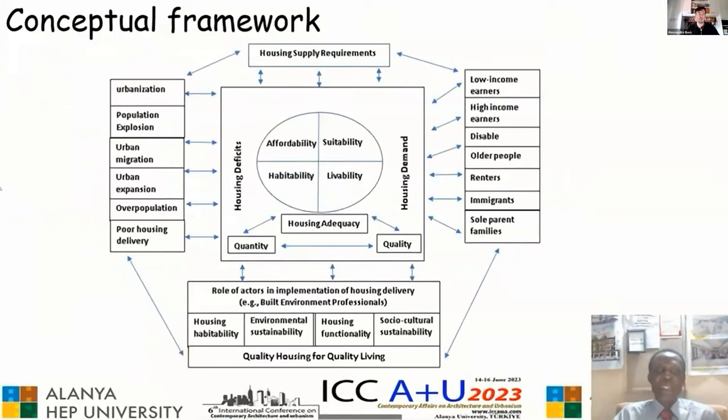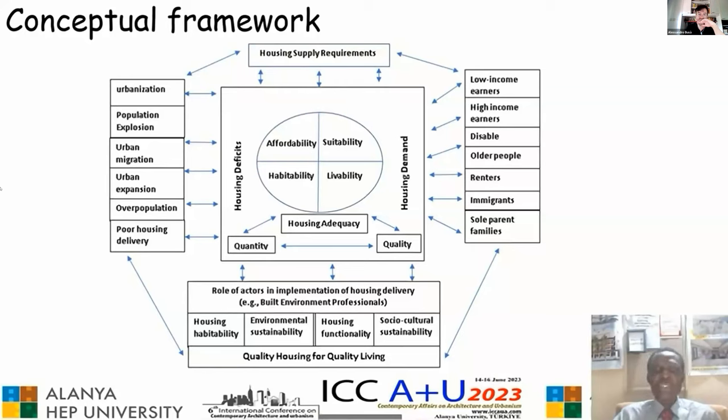We presented a consensual framework as a result of our literature. Here we can see five major areas: the housing supply requirements at the middle, the requirement of the houses that need to be supplied to the populace, and then below it is the outcome. For the housing supply requirement, we can see here that there are factors driving housing deficit in Nigeria, which are characterized by urbanization, population explosion, urban migration, urban expansion, overpopulation, and poor housing delivery. And on my right-hand side, we see the housing need being driven by low-income earners, high-income earners, disabled people, older people, renters, immigrants, and sole parent families.